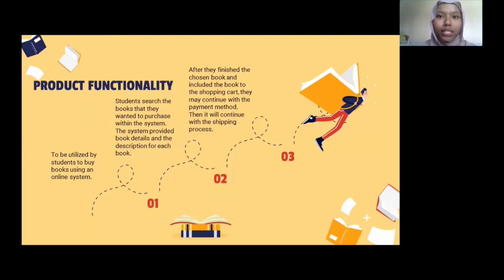Once they finish adding the book to the shopping cart and they confirm to order the book, they may proceed with the payment method. In the payment method, it has two choices, which are online banking and the other one is the credit or debit card. Once they finish with the payment method, the system will receive the order from the customer and it will continue with the shipping process.